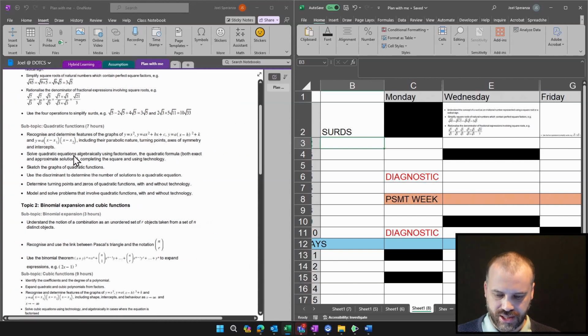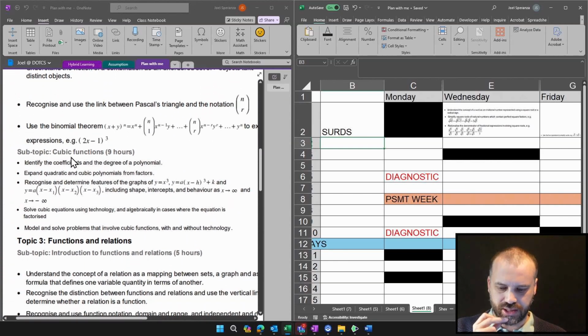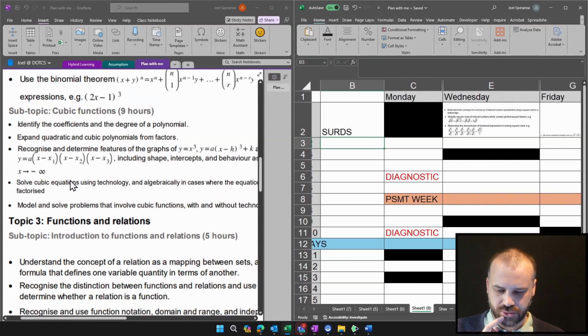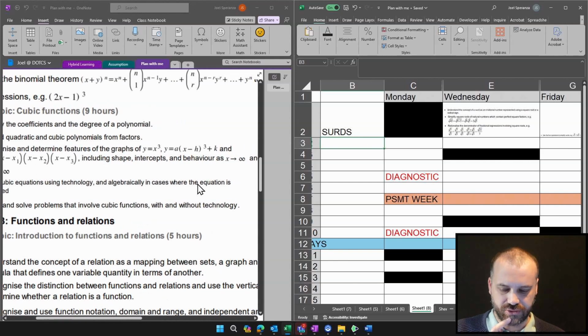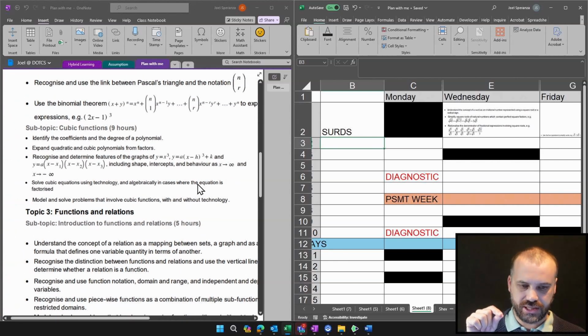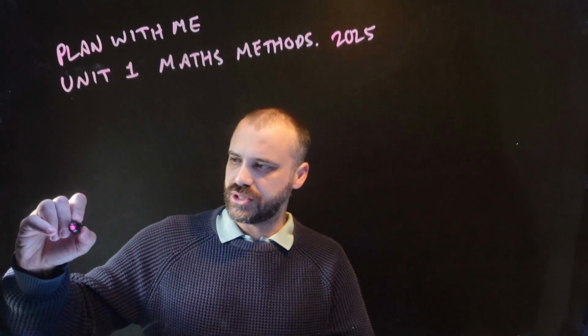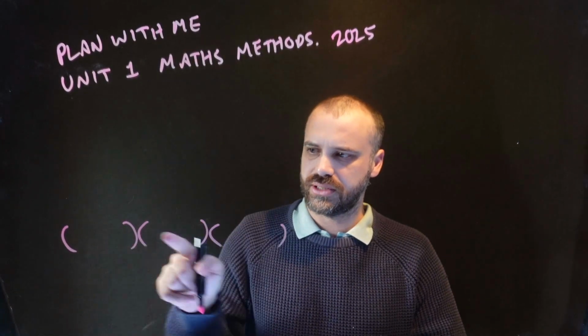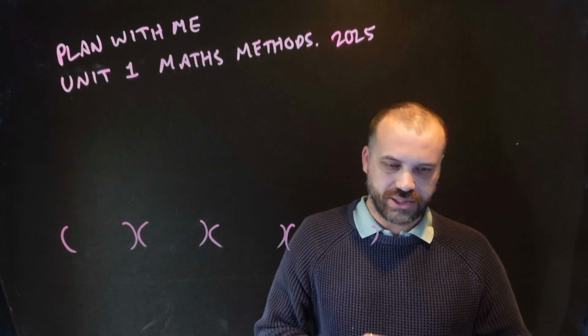So I'm going to take that, but I've looked ahead in the syllabus a little bit, and what I notice is that there is a spot in the cubics bit where it says solve cubic equations using technology and algebraically in cases where the equation is factorized. So if I'm going to teach quadratics solving using factorization, it wouldn't be difficult at all to also teach them this times this times this in the same time when I'm teaching them the null factor law. I could do like 10 of them. It's all going to be the same deal.